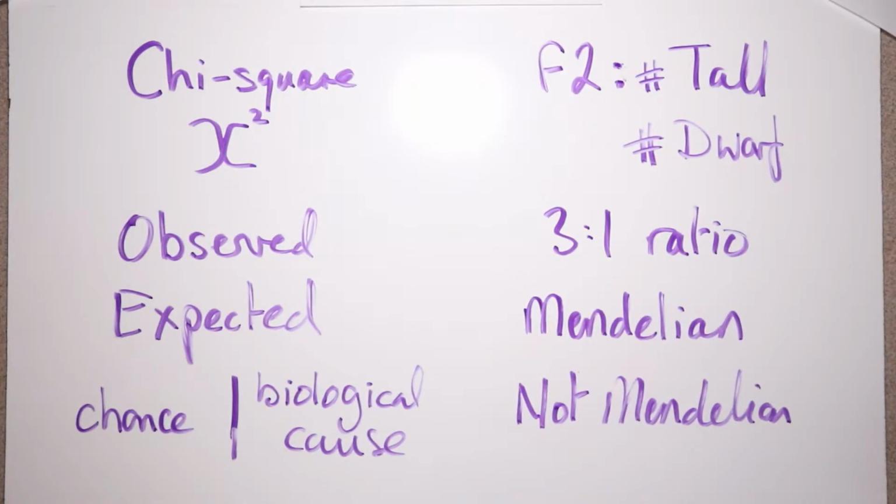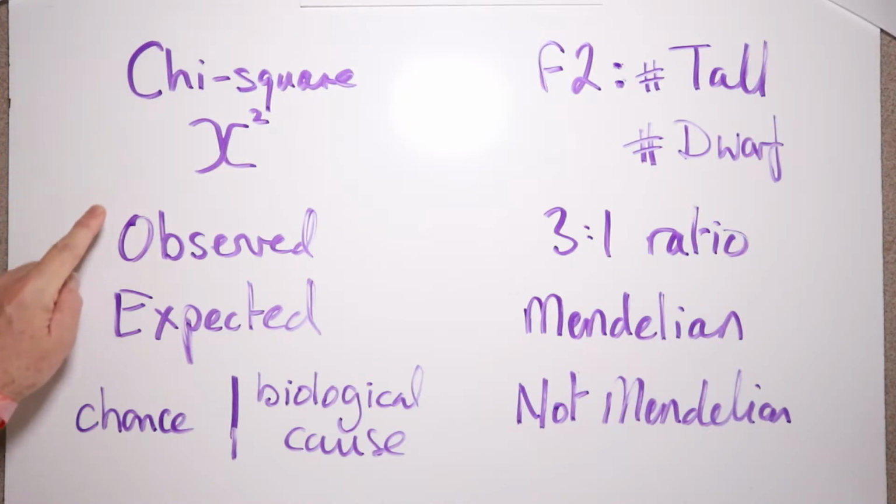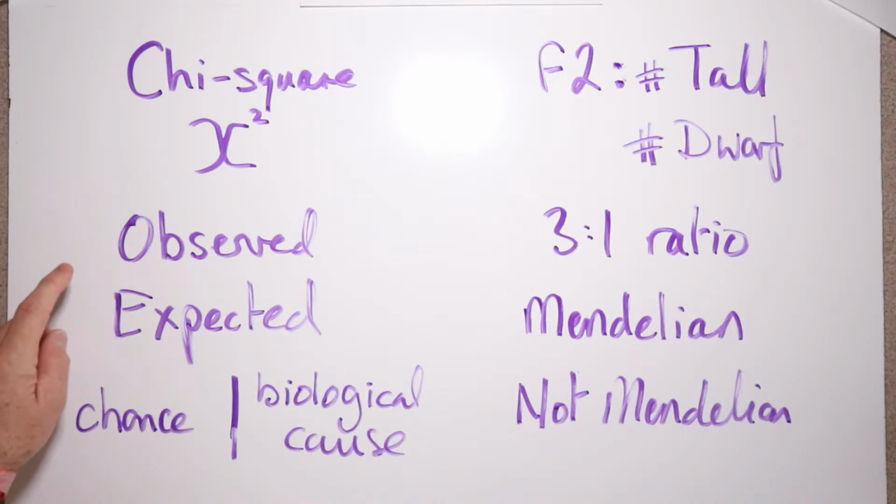Okay, so we're going to have a look at a chi-square test then, and why we're going to use a chi-square test and what the chi-square test tells us. So a chi-square test tells us if the difference between an observed value and an expected value is caused by chance alone, which essentially means that they're no different to each other. However, if the difference isn't the result of chance, then there must be a biological cause for the difference.